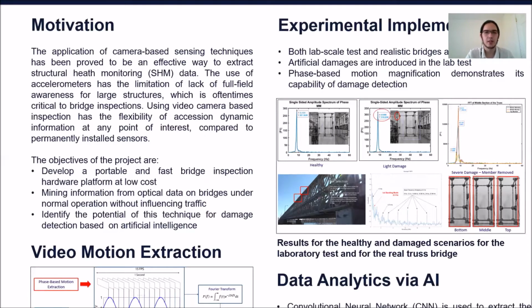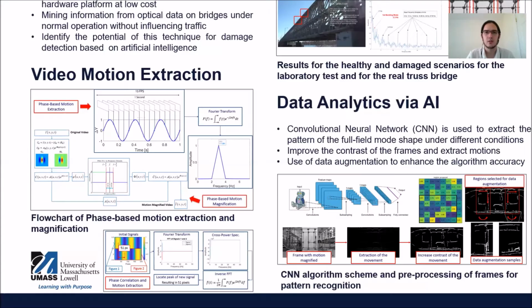In addition, the cameras can extract a full field mode shape of the structure, while with accelerometers, even if you have 100 of them, you have just a discrete mode shape. Also, with the camera, you can actually access the dynamic information at any given point of the bridge. Okay, but how can we extract motion from videos, frames, or images?